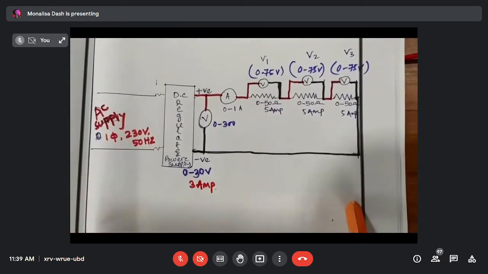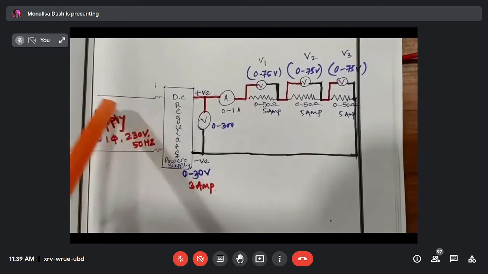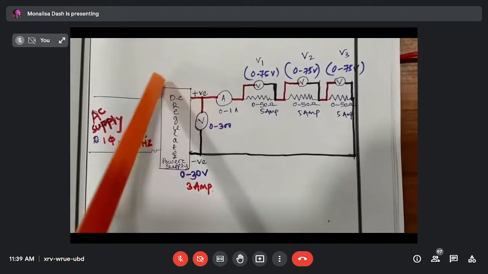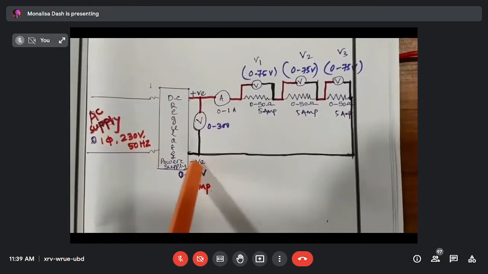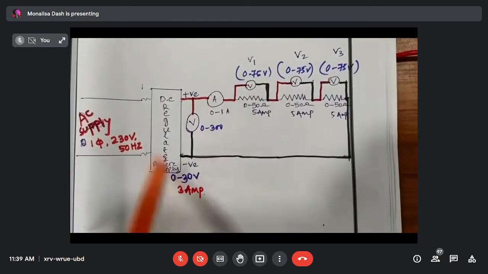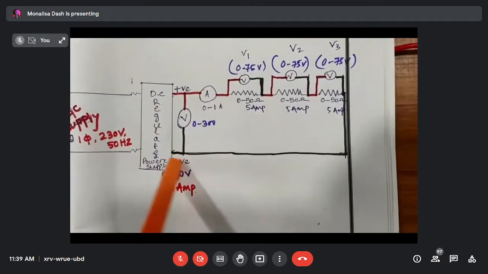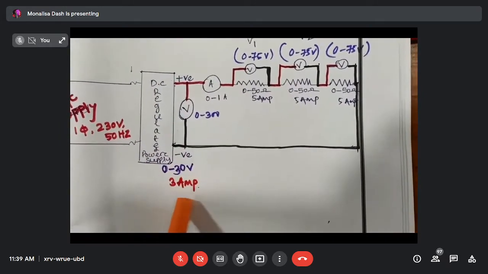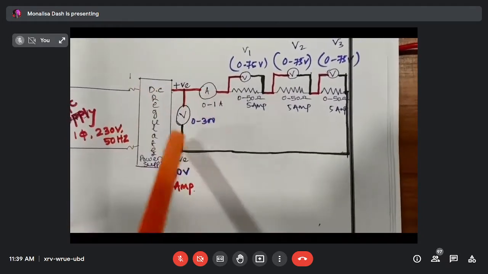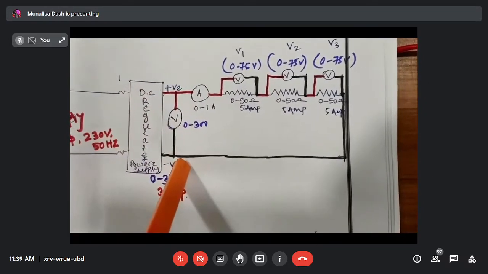This is the circuit diagram of the KVL circuit. This is our AC supply, single phase 230 volt 50 hertz. Here we need a DC supply, so we take one DC regulated power supply, whose input is AC and output is DC, and its rating is 0 to 30 volt and 3 ampere. To see how much voltage comes out, we take one voltmeter across that DC regulated power supply.